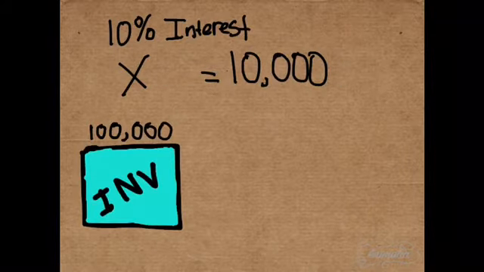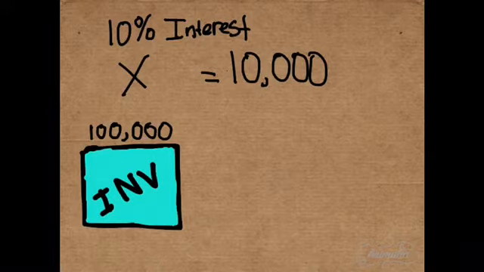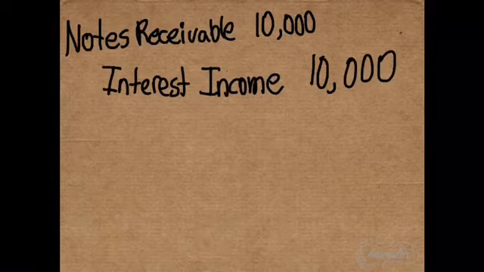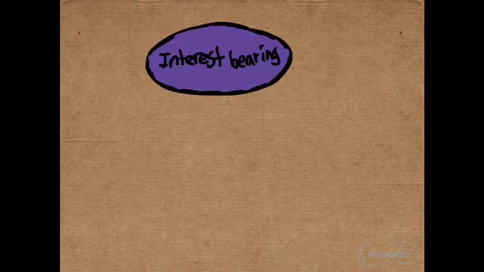Now let's say the note has a 10% interest. How are we going to account for the interest? Our entry would be a debit to notes receivable for 10,000 and a credit to interest revenue also for 10,000.